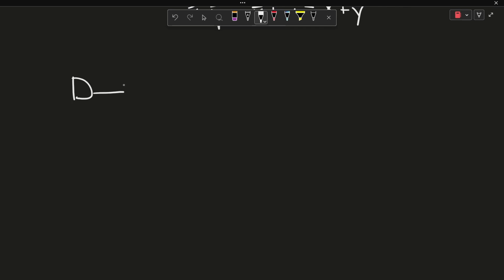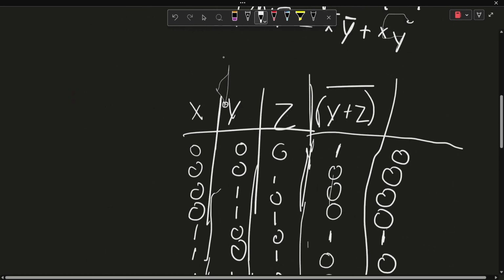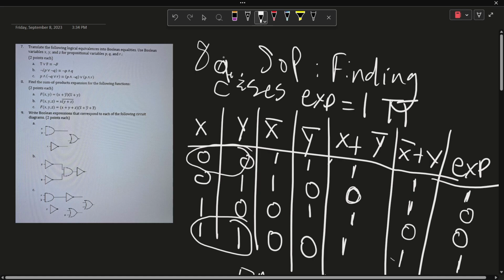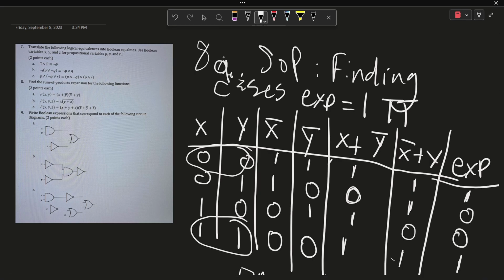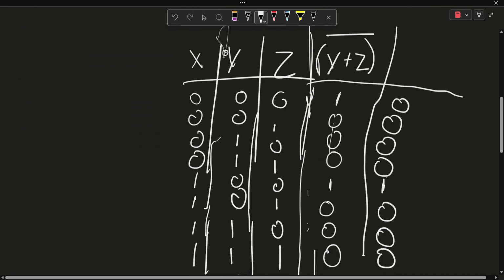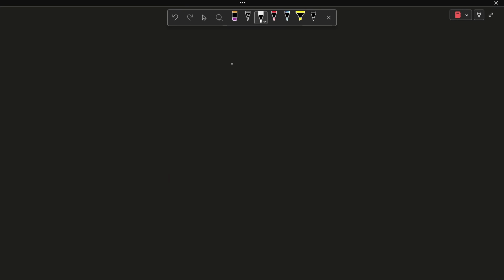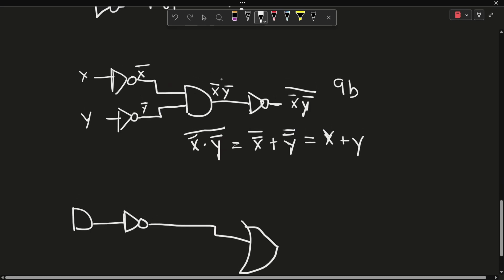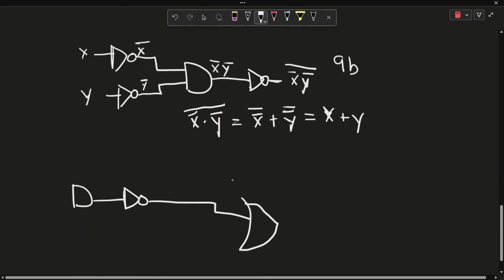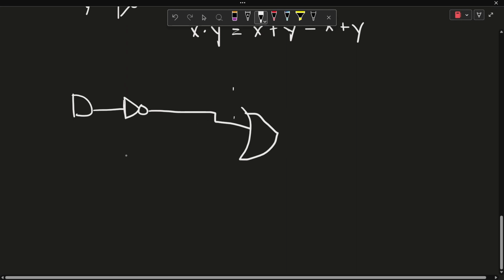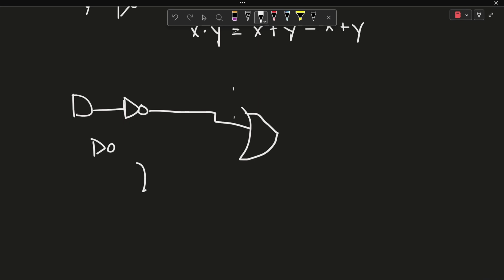And not into an or on the top side, and then the bottom side it's a not into an or into another or. I believe. Okay, so it's a not into one OR.